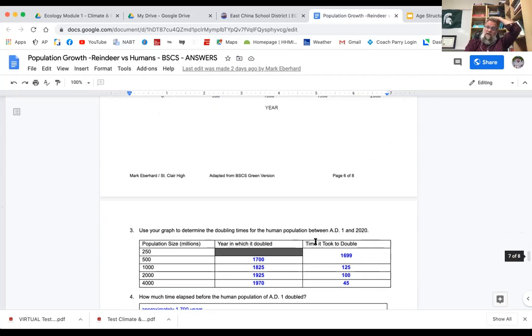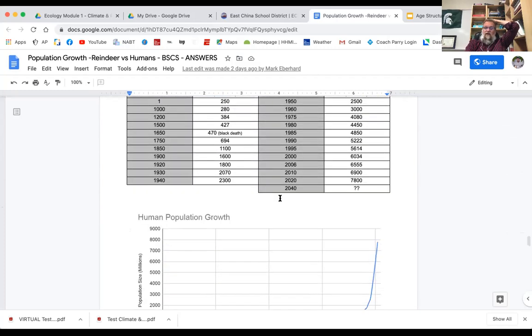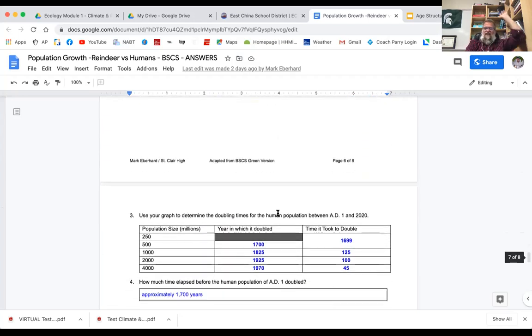So let's look at doubling time. Again, I would have gone to the chart in the graph. Your numbers might be slightly different. These are estimates. So we had about 500 million people in 1700. We had 1 billion in 1825. We had 2 billion in 1925, and we hit 4 billion in 1970. And we are currently at about 7.9 billion. We'll be hitting 8 billion probably around 2021, 2022, somewhere in that range.